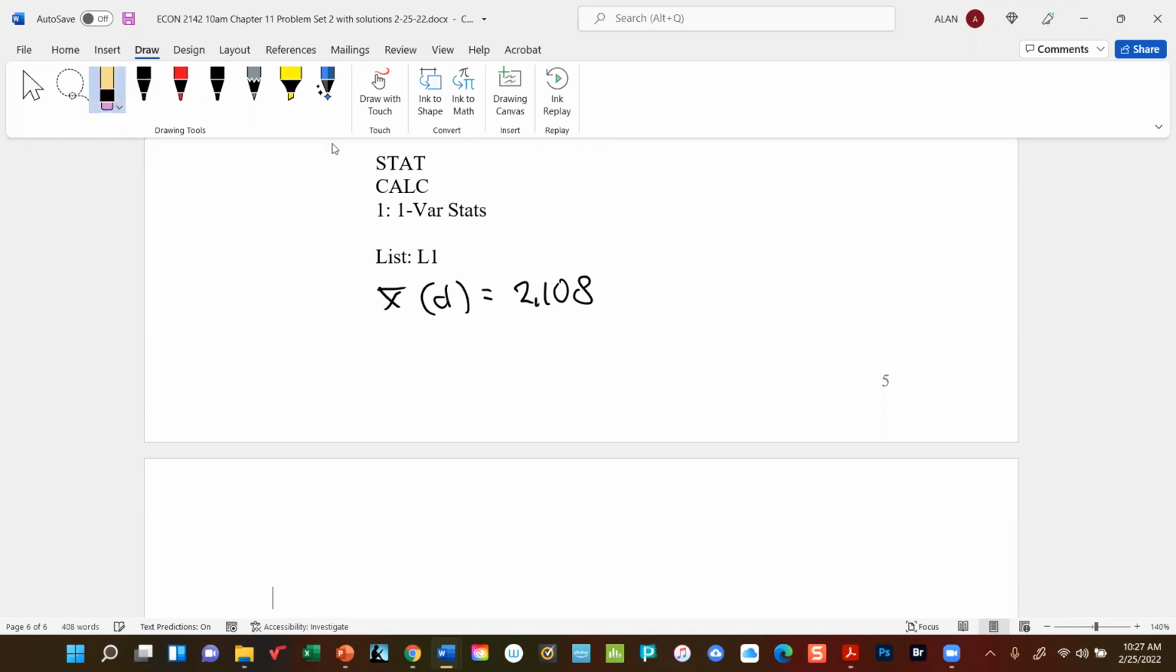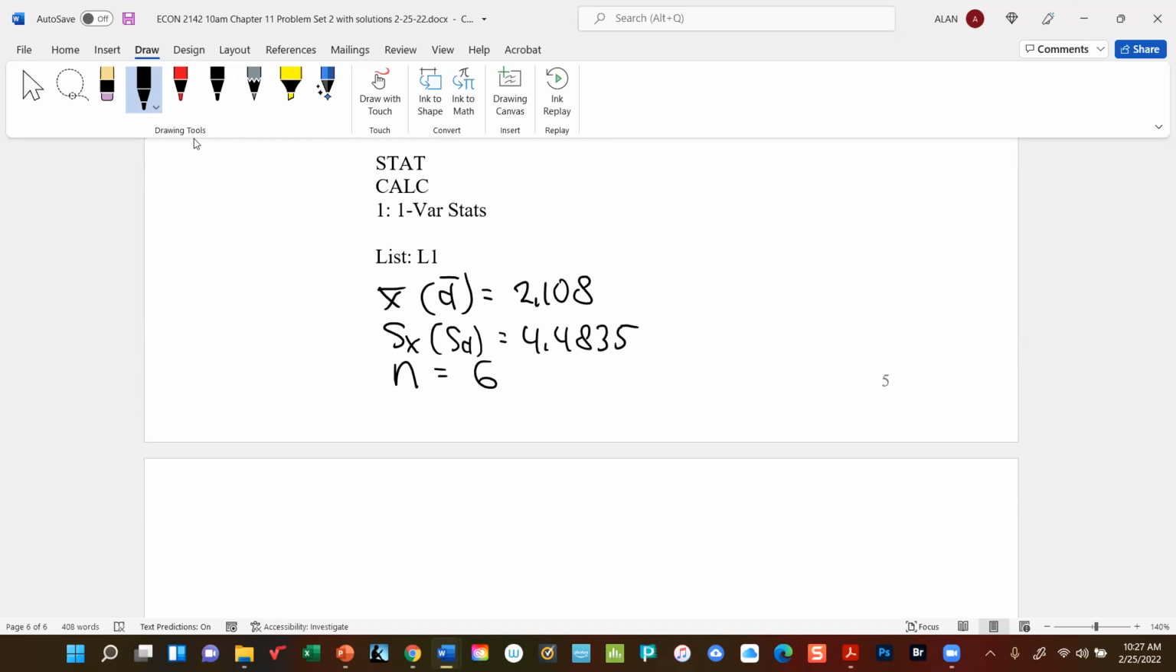I try to make this as neat as possible. Not like writing on the board, that's for sure. All right, there we go. And then Sx, you can read it from a little further down. About 4.4835, let's say. That's fine. And then n, if you forget, is 6. It's down in the bottom there.